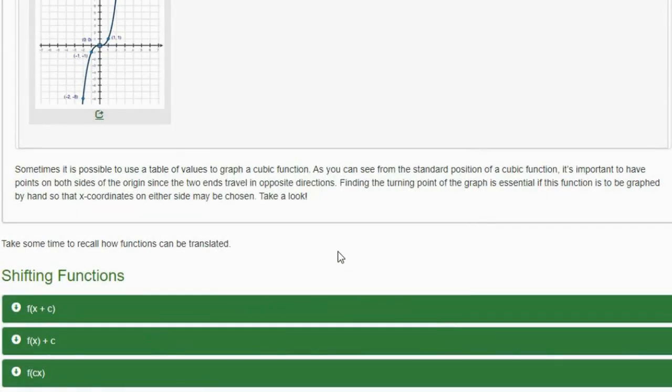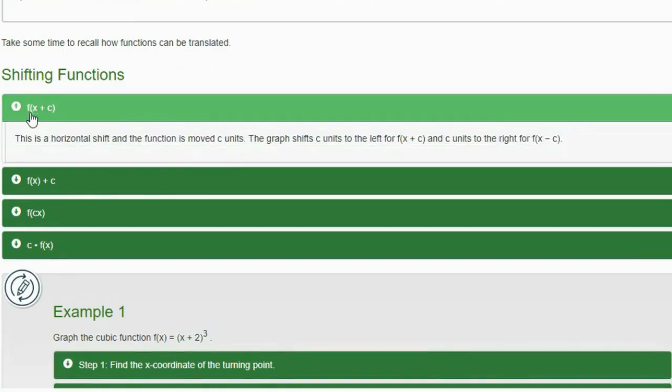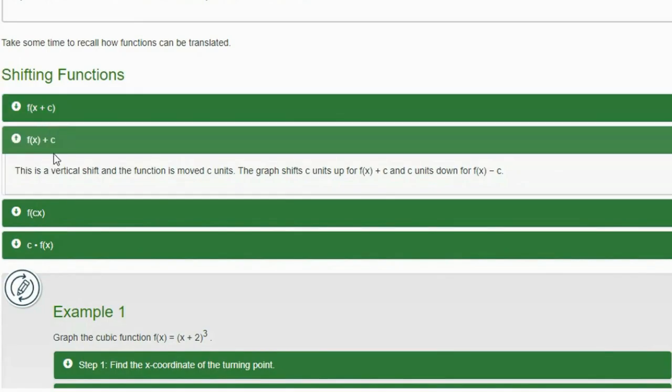So now let's talk about how functions can be translated. This is nothing new. We've done this with quadratics, and we've done it with other equations. If we add a number onto the end, the plus c is outside the x. That shifts up and down: up if c is positive, down if c is negative.